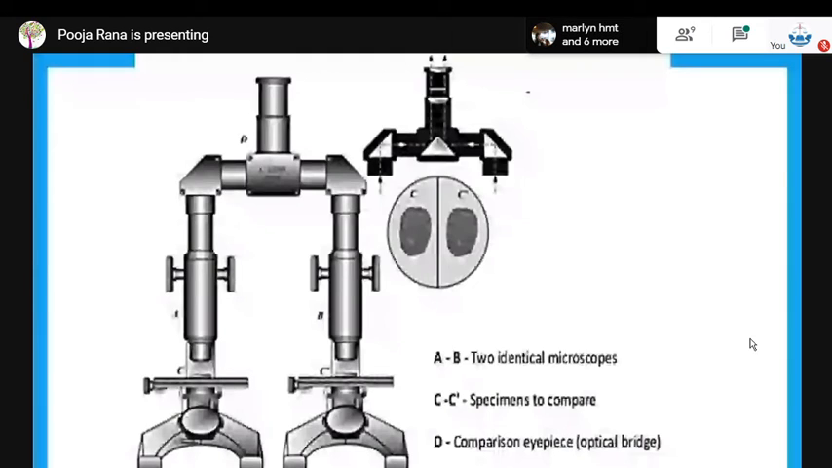So this particular bridge is called an optical bridge. When these two microscopes are linked by the optical bridge, it results in a split view window which allows separate objects to be observed at the same time, that is, consecutively and simultaneously when they are examined. You can see over here a circular diagram in which you can see the samples, and this is how the samples look when you compare them using a comparison microscope.